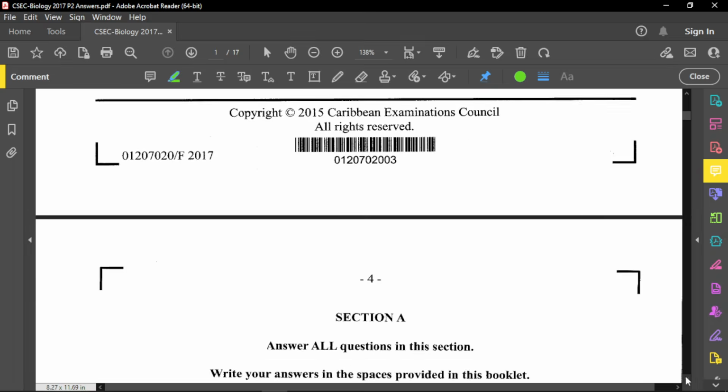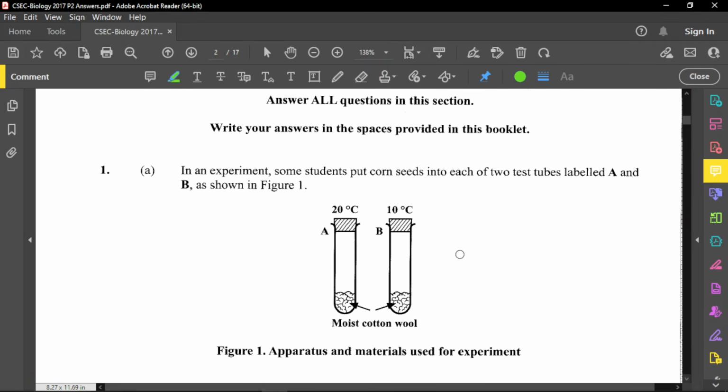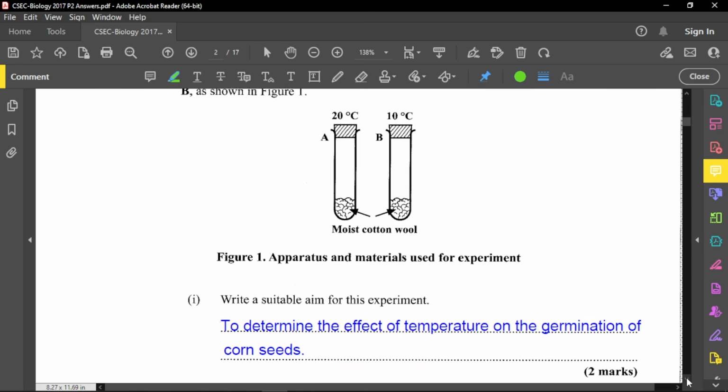Now let's jump into section A, question number 1. And question number 1, part A, reads that in an experiment, some students put corn seeds in each of the two test tubes labeled A and B as shown in figure 1. I want you to observe the diagram and notice that test tube A has 20 degrees, test tube B 10 degrees Celsius. We have moist cotton wool in both of them, and of course the corn seed will be placed in each of the test tubes as well.